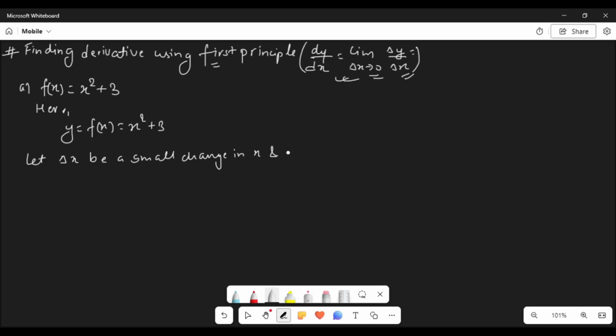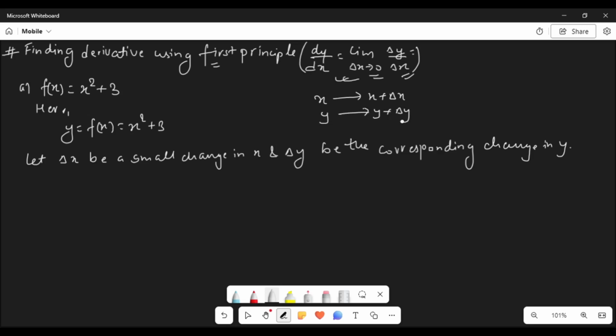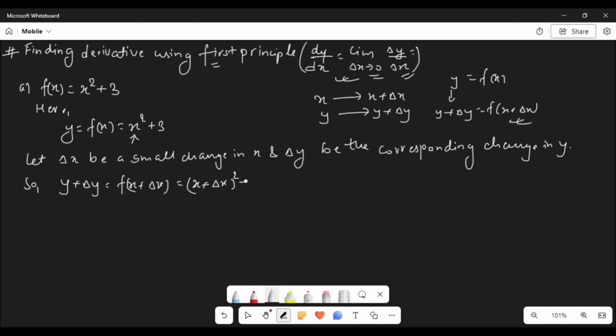Change in what? Change in x. And let del y be the corresponding change. We mention corresponding here. Change in y. This means as x goes to x plus del x, that is, x changes by del x, y goes to y plus del y. So, we have function y equals f(x). As y goes to y plus del y, x goes to x plus del x. We'll use this to find del y. So, y plus del y is equal to nothing but f(x plus del x). So, we put the x plus del x here, and it becomes (x plus del x) squared plus 3.